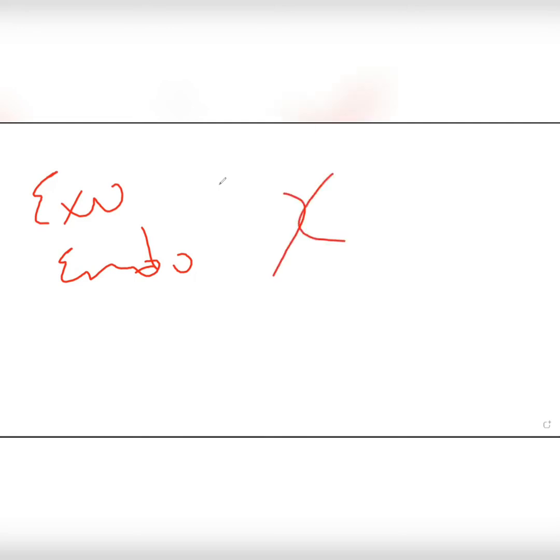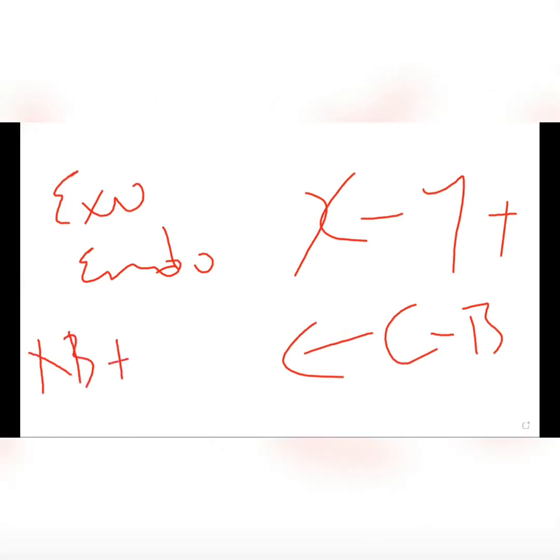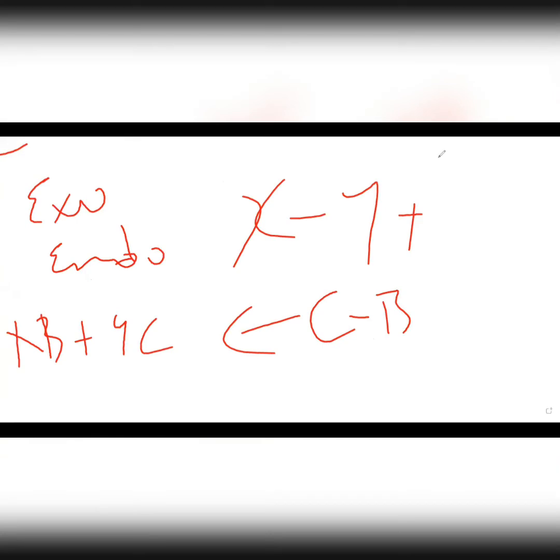So let's say I have X bonded to Y, right? And XY is reacting with CB to give, let's just say, XB plus YC. Okay? Now, for this reaction to occur, this bond must be broken and this bond must be broken, and the bond between Y and C must be formed and the bond between X and B must be formed.